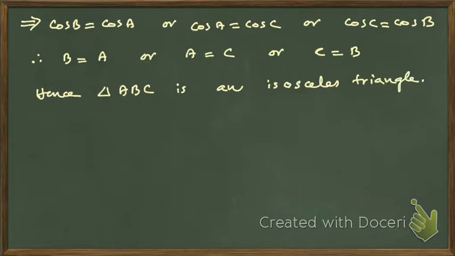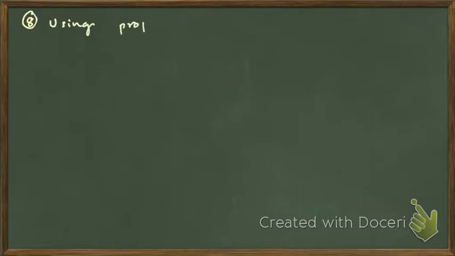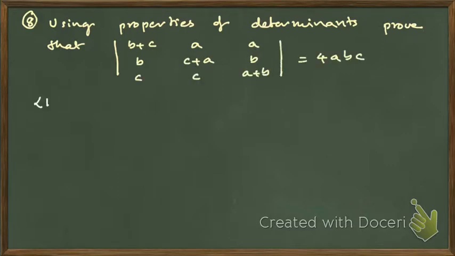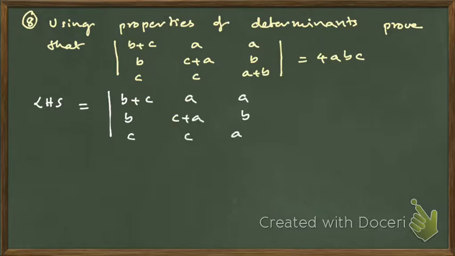Look at one more question quickly. Using properties of determinants, prove that this particular determinant is equal to 4abc. It's a pretty simple one. So we copy the LHS because it's a proof question. So I copy this, and as usual we try to get a common term by adding up all the rows together, or adding up all the columns together, or adding 2 rows, 2 columns, whatever. So I'm going to try R1 changes to R1 plus R2 plus R3 to see if there is anything common.